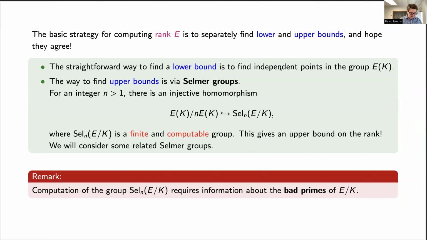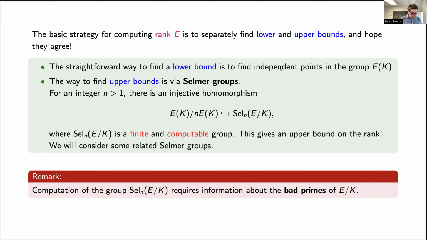Now, the basic strategy for computing the rank is to separately find a lower bound and an upper bound. And if you're lucky, hopefully they agree. So the straightforward way to find a lower bound is just to find points. I have k rational points, I look at the group they generate, and I consider its rank. That is a lower bound on the rank.